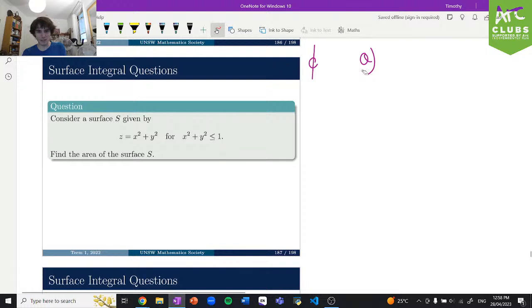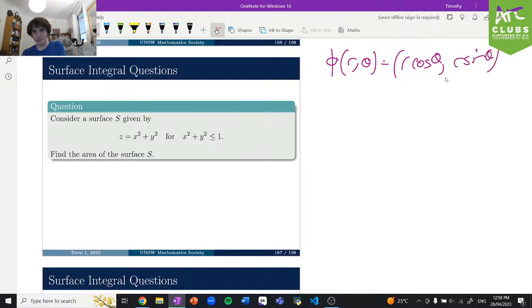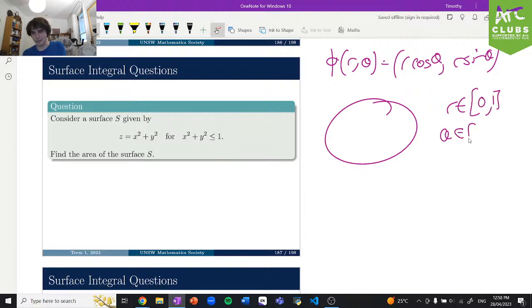where we can say Phi of r and theta is equal to r cos theta, r sine theta. Because we're trying to fill out this entire circle, r is going to go from 0 to 1, and theta is going to go from 0 to 2 pi. Essentially, it's going to go the full way around, and r is going to vary between 0 and 1.